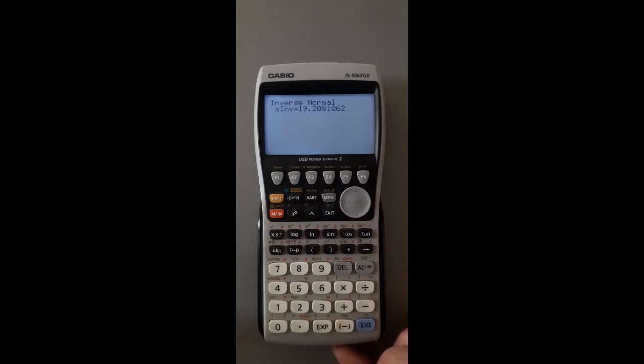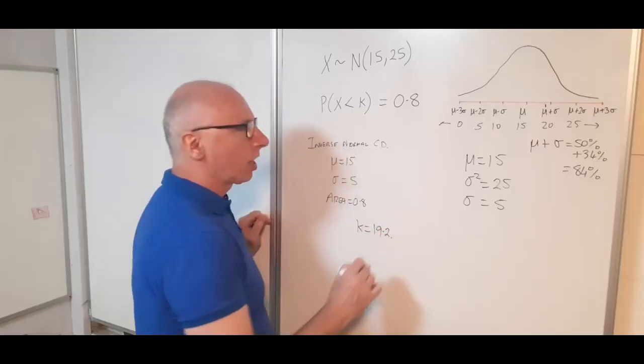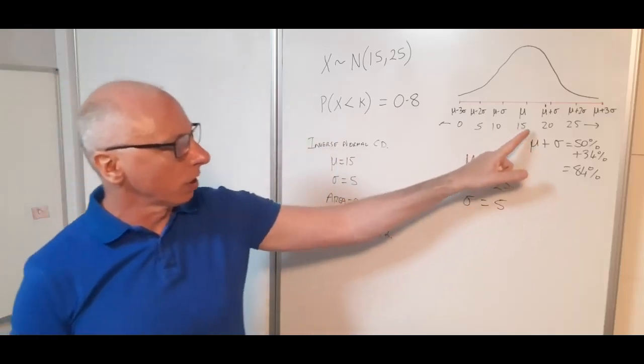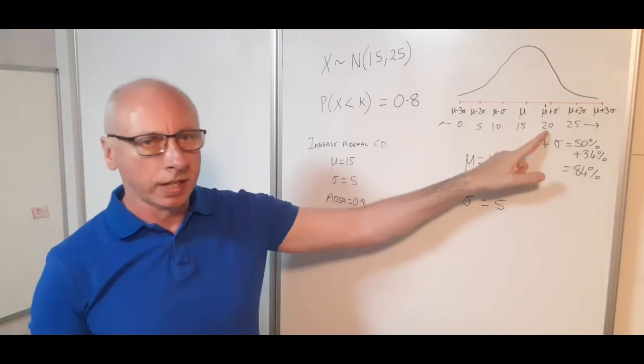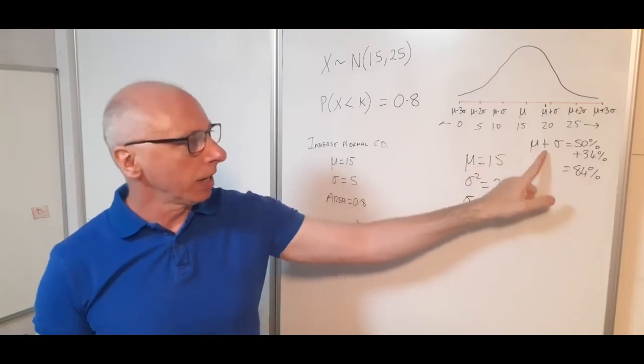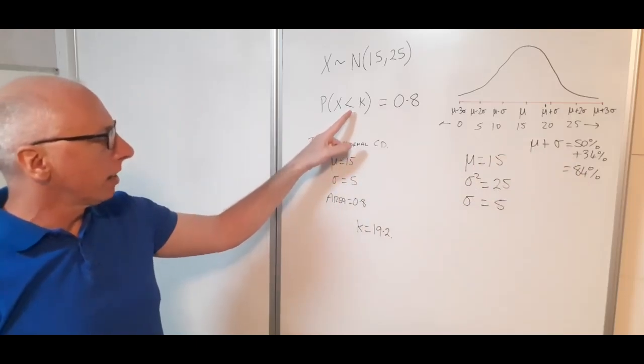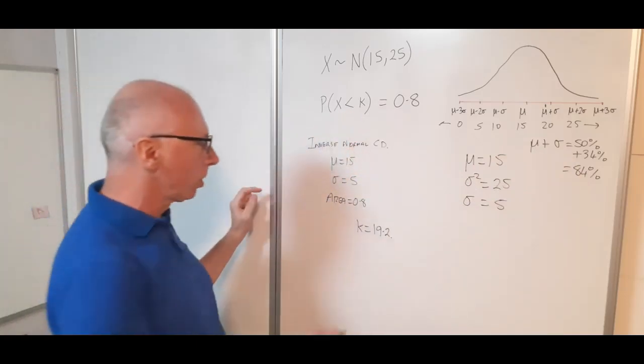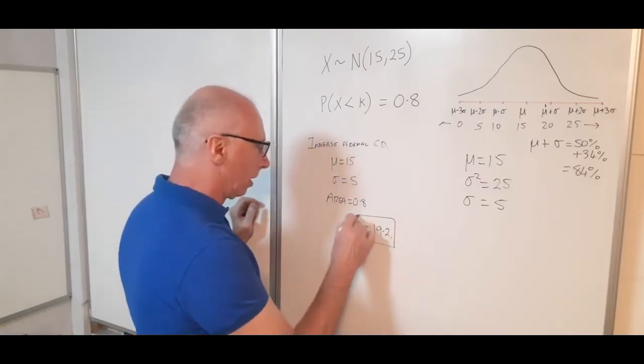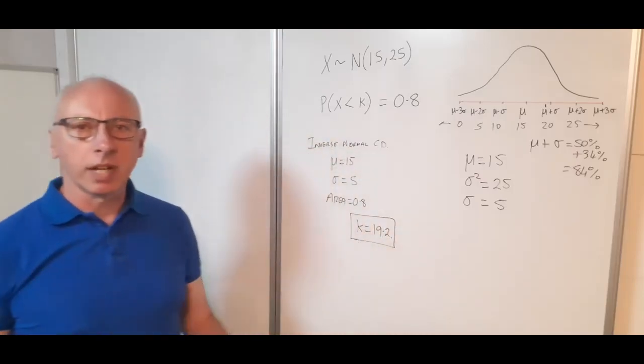Then that comes out at 19.2081 and so on. That looks like a fair result because it's going to be somewhere in between 15 and 20 and much closer to 20 by using this empirical rule. So in this case, probability x is less than 19.2 equals 0.8. And that completes that question.